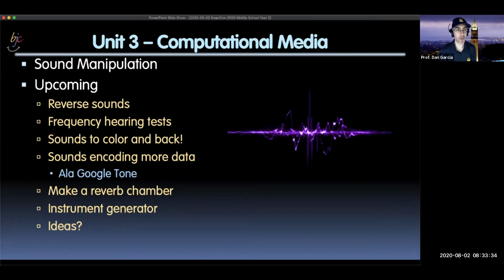Thinking about sound, what would you do? So nothing's done yet, but what would I do? Maybe reversing sound. That's an easy one. We showed that in the keynote. How about frequency hearing tests? Having a thing where it'll go up, and when do you start hearing it? When do you stop hearing it?